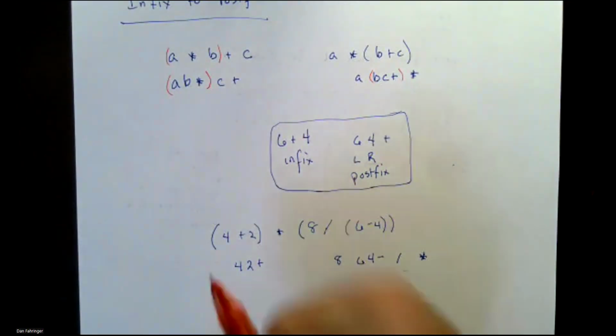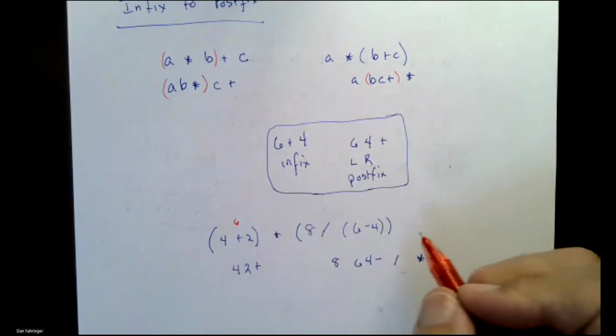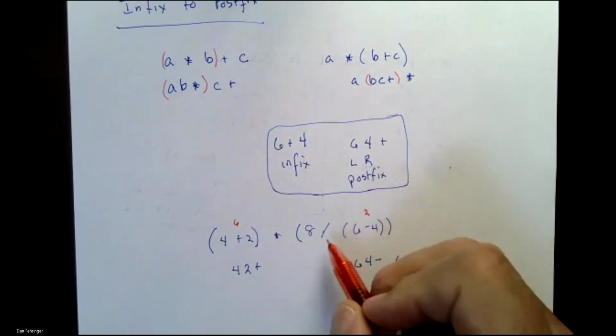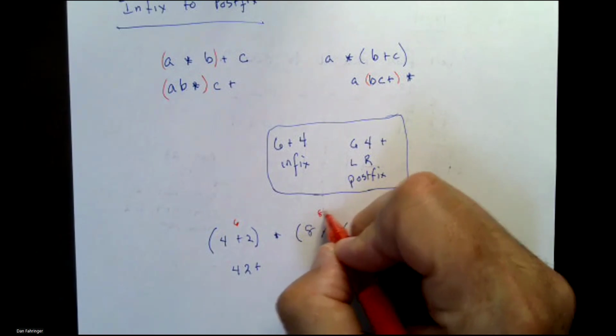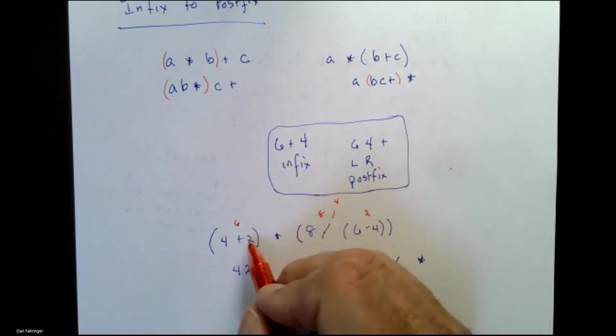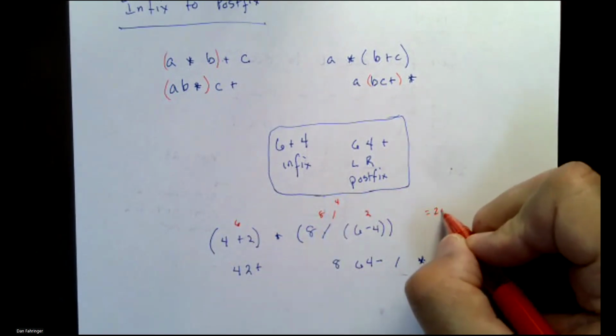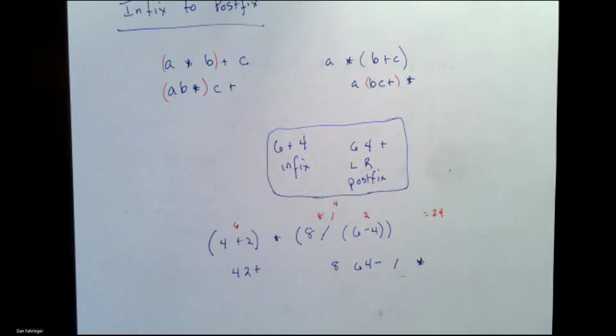So let's see if I do the math. This is 6. I did that first. This is 2. 8 divided by 2 gives me 4. 6 times 4. My answer should be 24.